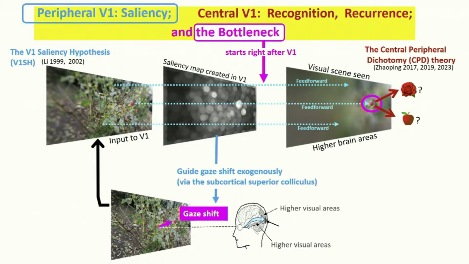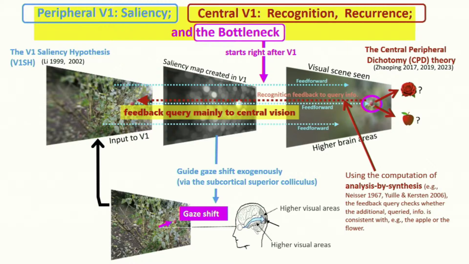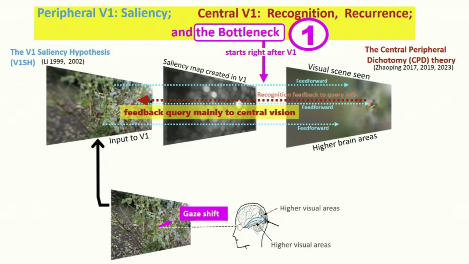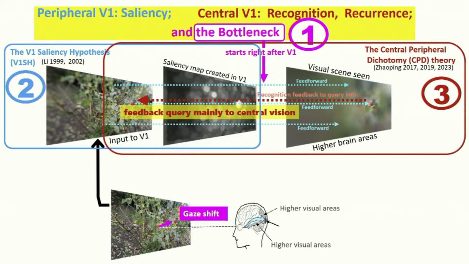More recently, I proposed that central vision can send a feedback to query for additional information, particularly from V1, to resolve the ambiguity. This is as if to look up information from the blackboard. However, I hypothesize that this happens only in central vision due to limited brain resources. So there's a functional difference between central and peripheral vision. Therefore, central V1 is for recognition, which is helped by the recurrent feedback query. The bottleneck motivates both the V1 saliency hypothesis and the central-peripheral dichotomy theory.